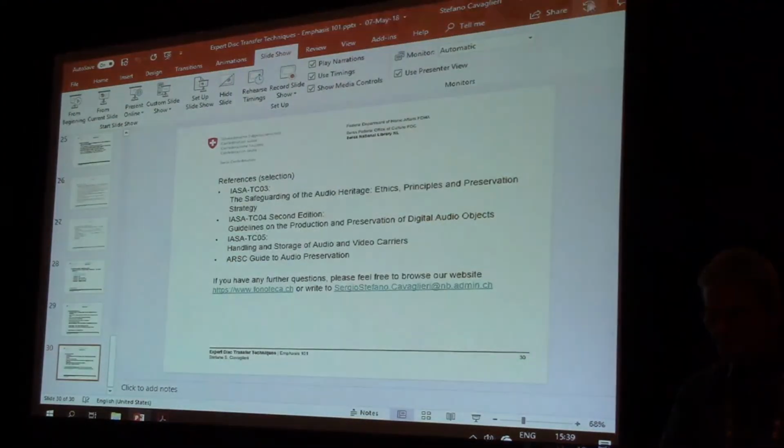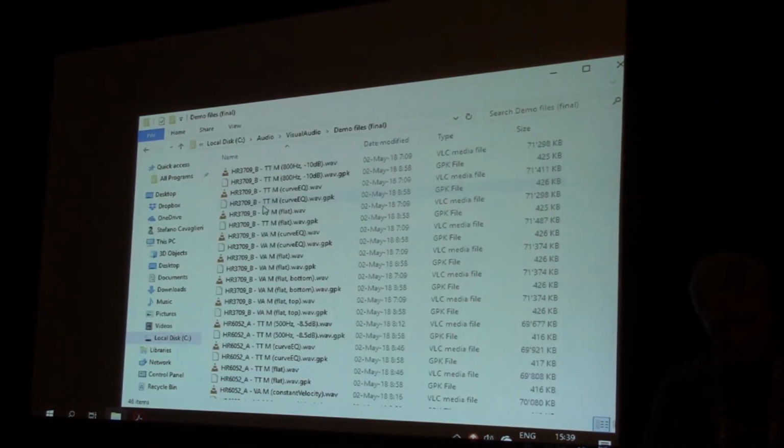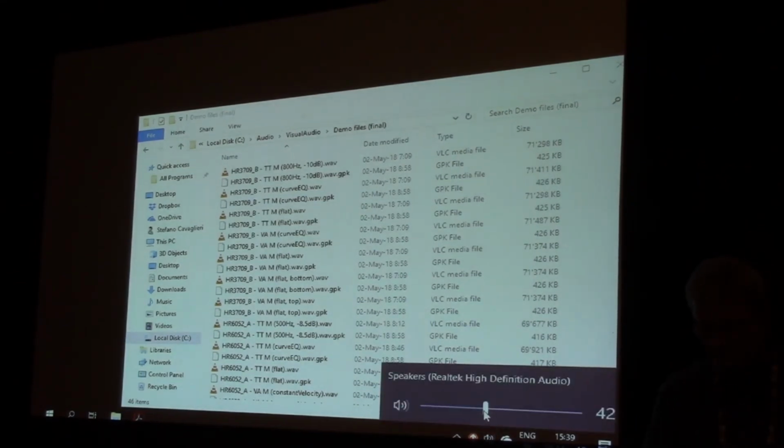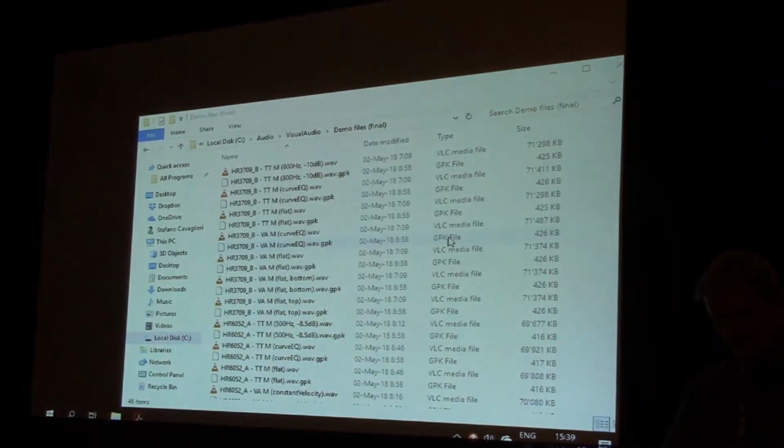Now, some samples. I had to improvise a little bit because of these troubles we had. But now I hope I can play these examples. Okay. You see what? This is again technology. So let's try with this one.